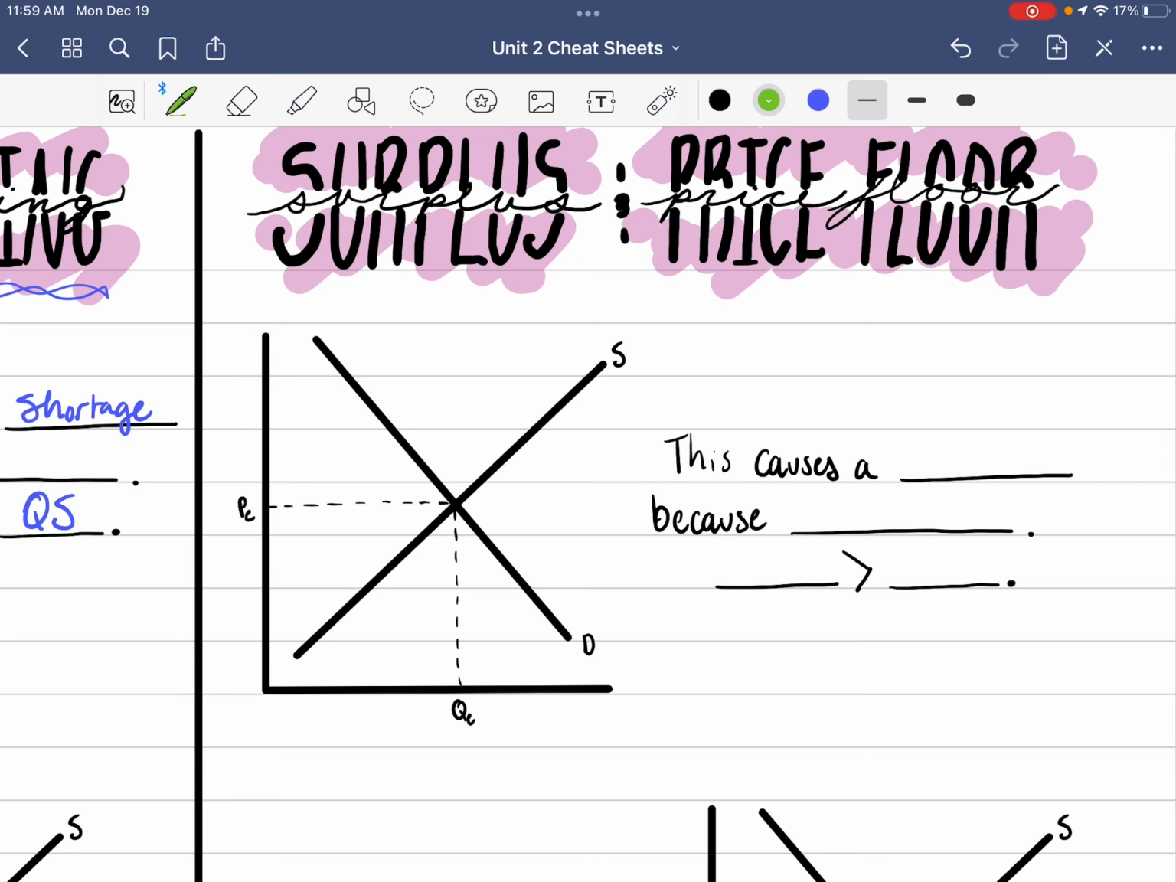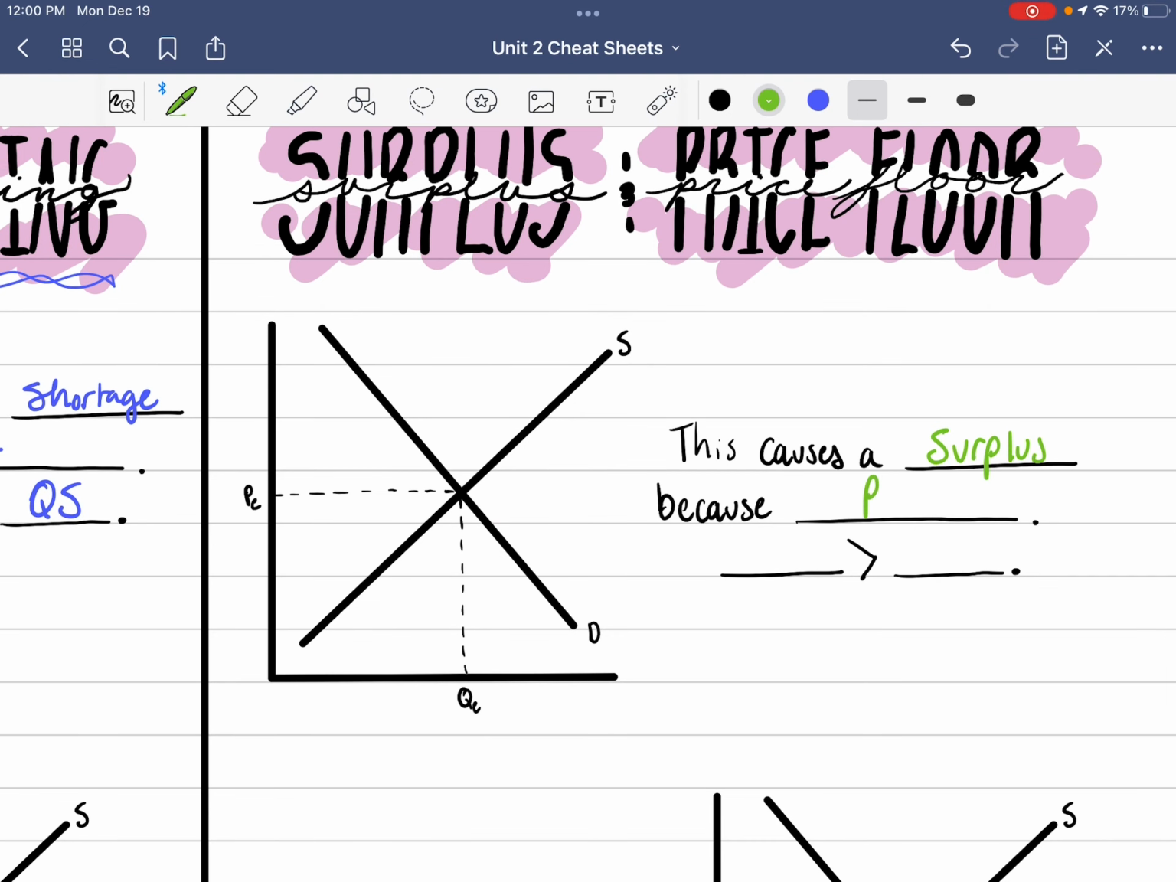Let's do surplus graph. We're going to graph what a surplus looks like, and the word surplus means more than. So there's more than what we need or want. And a surplus happens because price goes up. Okay, so in this scenario, we've got our equilibrium price. Let's set a price above that, P1. Follow that price over with a dotted line, and you're going to create points of disequilibrium, where the price is different than what it should be based on supply and demand.